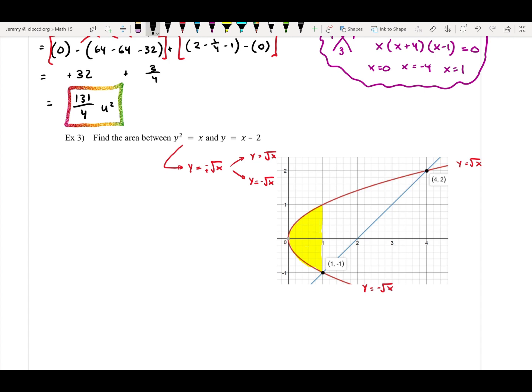So I'm going to call that area 1 or region 1. But as soon as we get past x equals positive 1, in this region between x equals 1 and x equals 4, now the bottom function is this linear function, y equals x minus 2. Okay, so that's going to make a change. That's going to impact the integral that we'll use to compute that area.